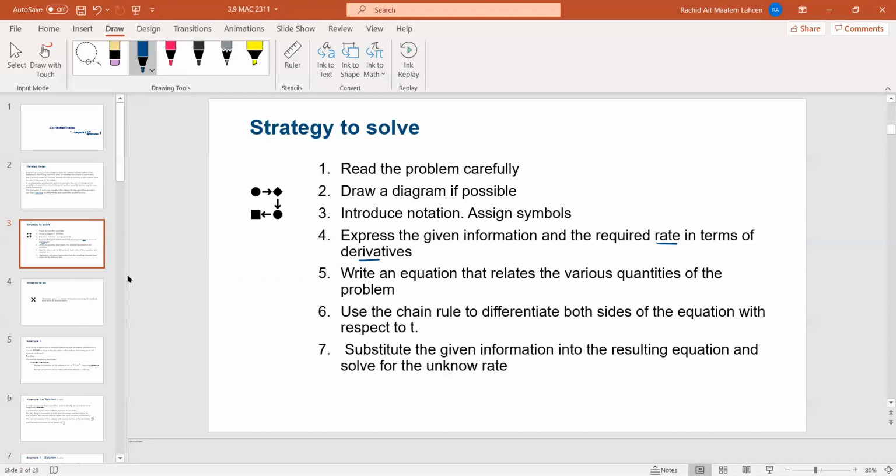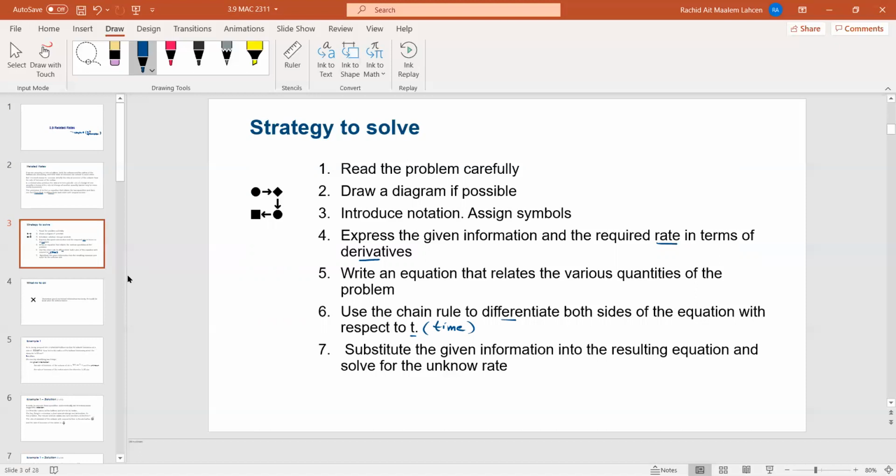Write an equation that relates the various quantities of the problem. Whatever problem we're dealing with, there is some type of equation that governs it. Use the chain rule to differentiate both sides of the equation with respect to t. Here, with respect to time, because it's changing with respect to time. Let's say a distance is changing with respect to time.